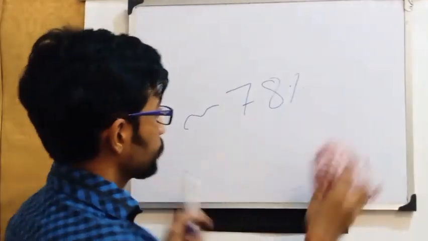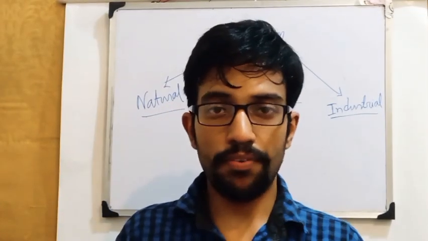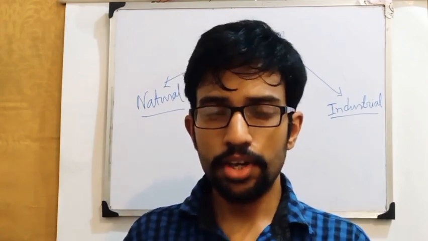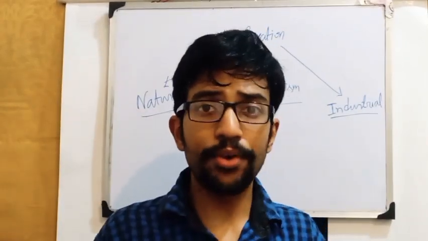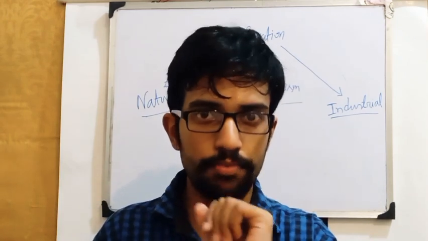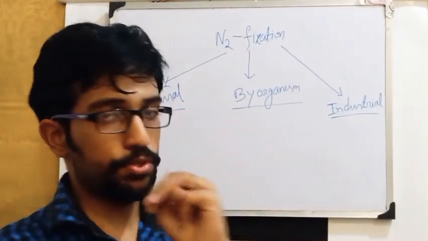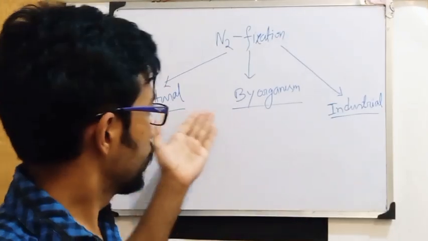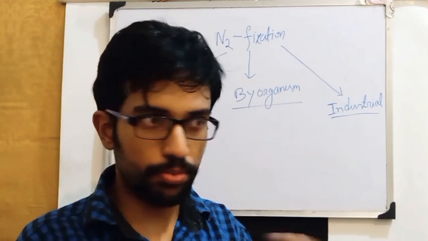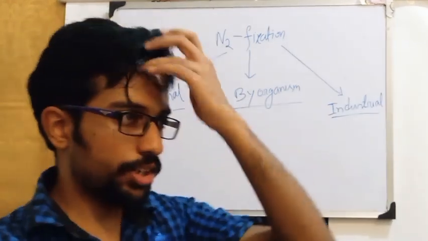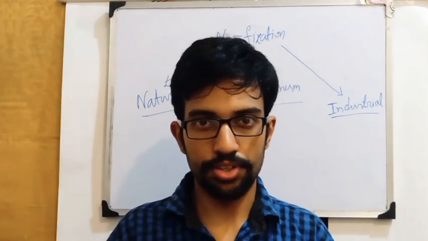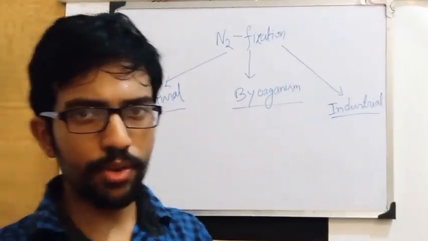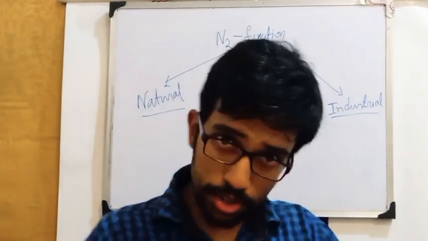Okay, now how does the cycle begin and how is it completed? The initial step of our nitrogen cycle is the fixation of nitrogen. So we are going to learn how nitrogen is fixed in nature. This is the first step of the nitrogen cycle. There are three major mechanisms of nitrogen fixation: the natural mechanism, fixation by organisms, which I just told you about before, and the industrial way. Okay, so what is the natural process? Let's discuss the natural process.